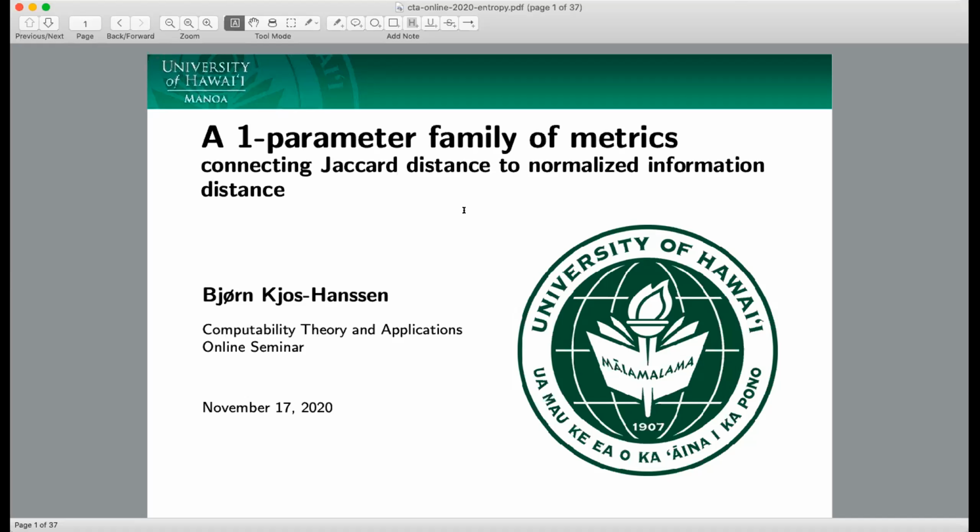This is about a paper that was started around May or April. It was inspired by the coronavirus and the genome sequence of the virus. The computability part is the normalized information distance, a distance function defined in terms of Kolmogorov complexity. Jaccard distance is a simpler concept that arises all throughout science.